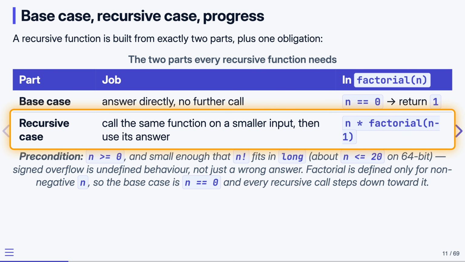The second part is the recursive case. It calls the same function on a smaller input, then uses the answer. In factorial, that is n times factorial of n minus 1.